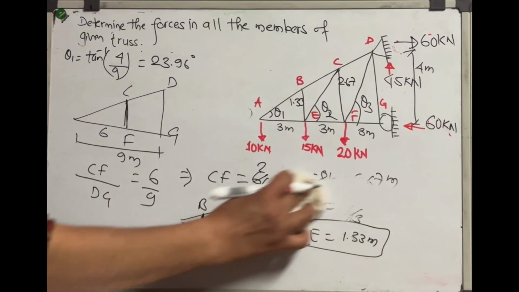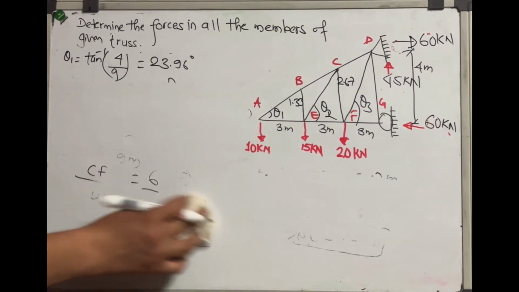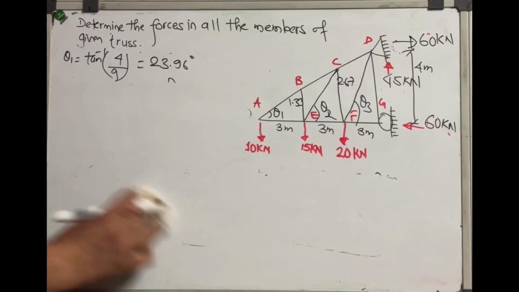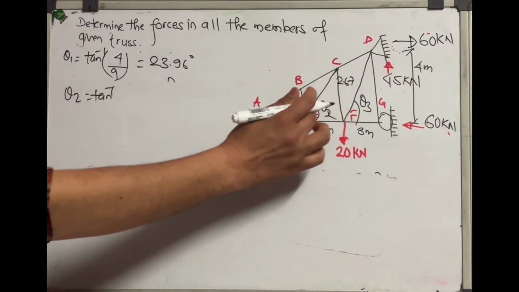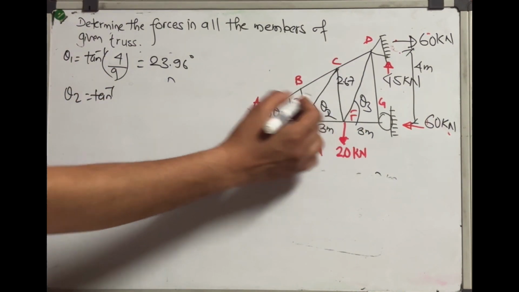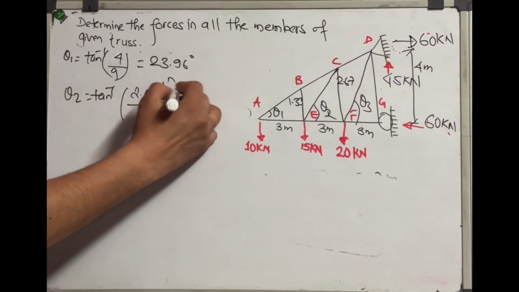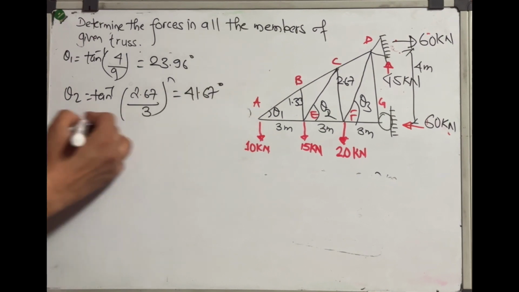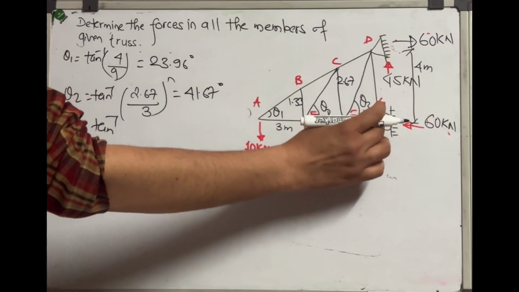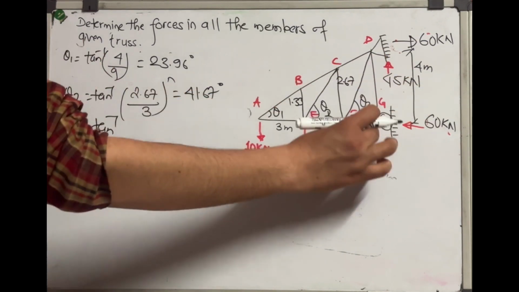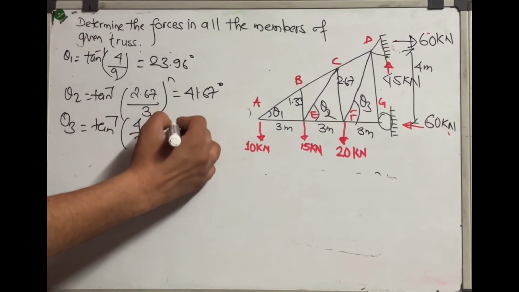Now in this figure, you can easily determine the value of theta 2 and theta 3 using this angle transformation. Now, what is theta 2? That will be tan inverse, using this triangle, 2.67 P by B is 3 meter. So that will be 41.67 degree. Again, theta 3 will be tan inverse. So theta 3 is this, right? P is 4 meter and B is 3 meter, so that will be 4 by 3.